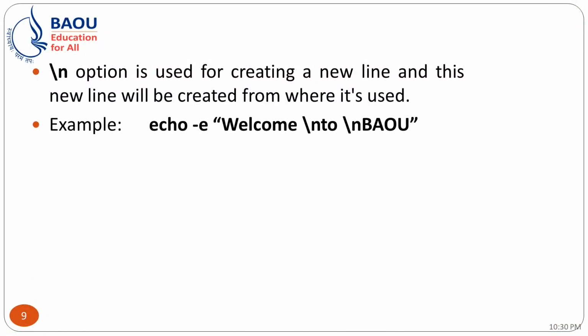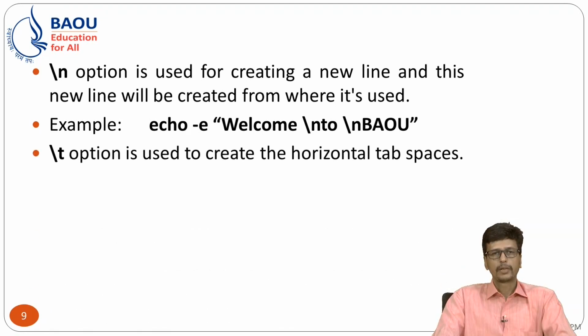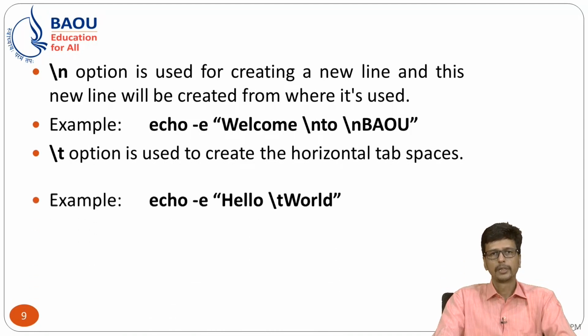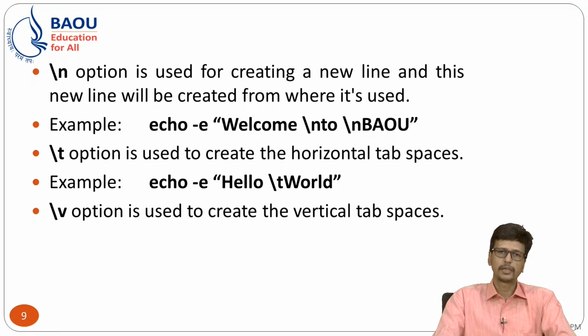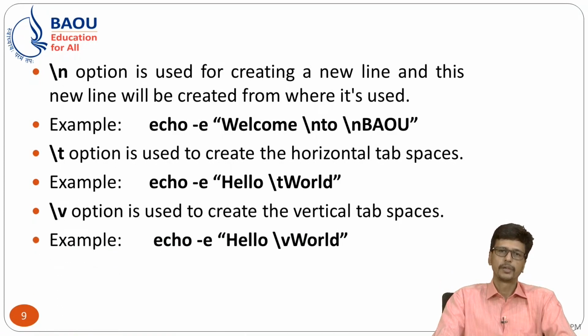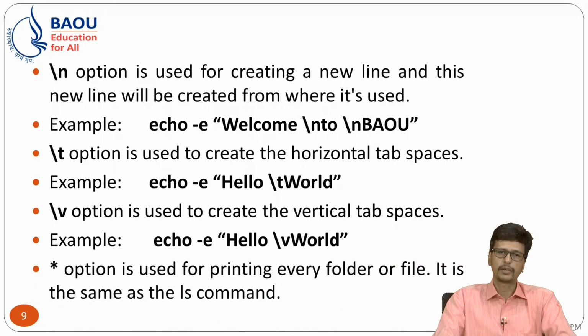So this is the example. Here you can use multiple \n. Next option is \t. If you want to add some tab space or horizontal space, you require \t. Suppose you require some vertical space, in that case you can use \v. So you can try it yourself. These are very easy commands, easy options: \t for horizontal tab and \v for vertical tab.